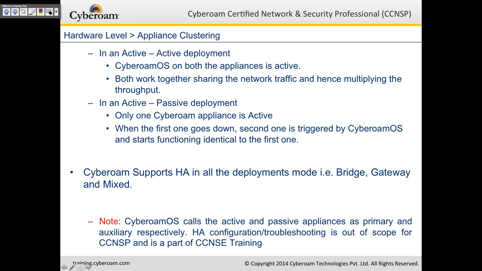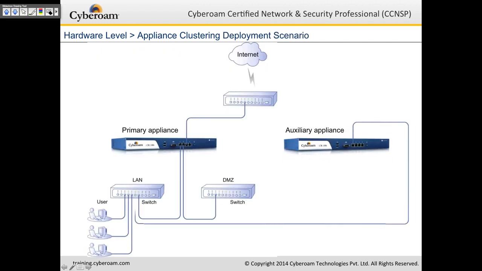Now, Cyberoam supports HA in all the deployment modes: bridge, gateway, and mixed mode as well. There is a small note which you need to keep in mind. Cyberoam OS calls the active and passive appliances primary and auxiliary respectively. HA configuration and troubleshooting is out of scope for CCNSP and is a part of CCNSP training, which is the next level of training. I'll just show you a sample deployment and the sample cable connections in case of high availability.